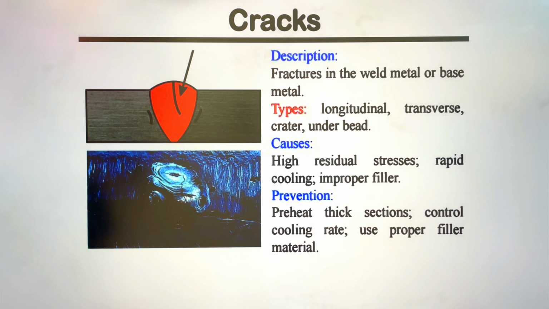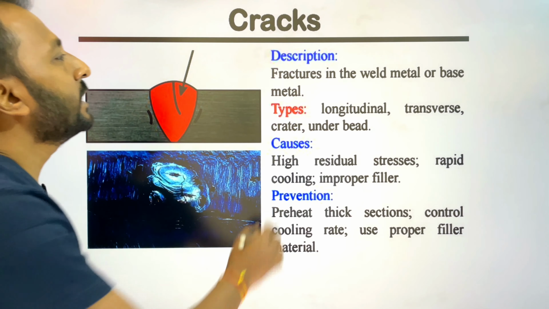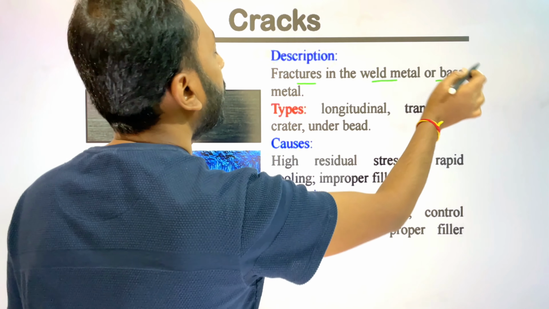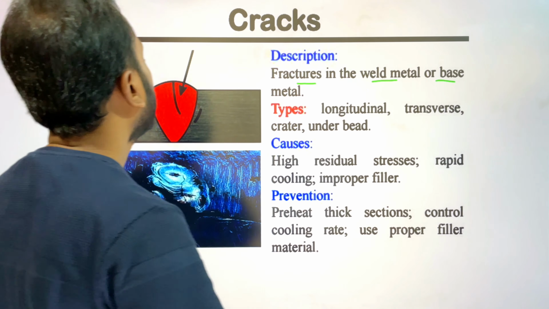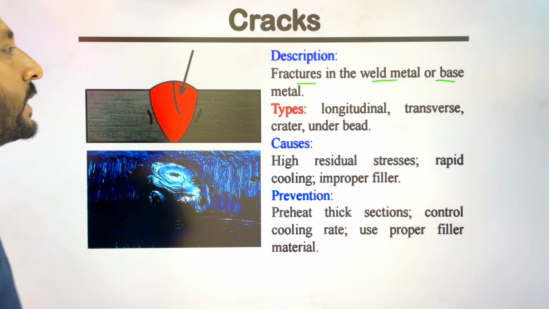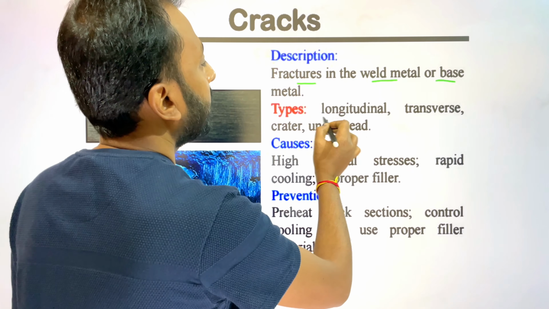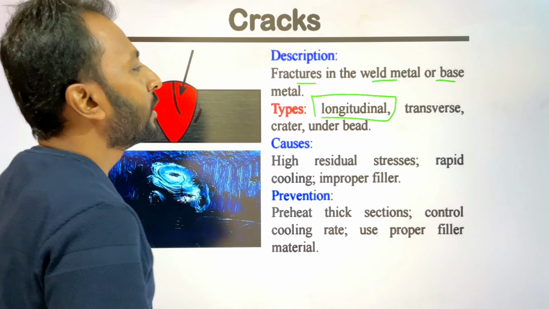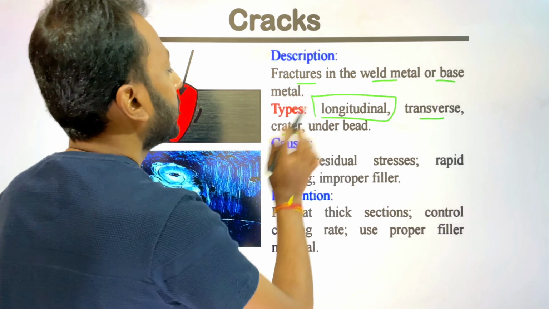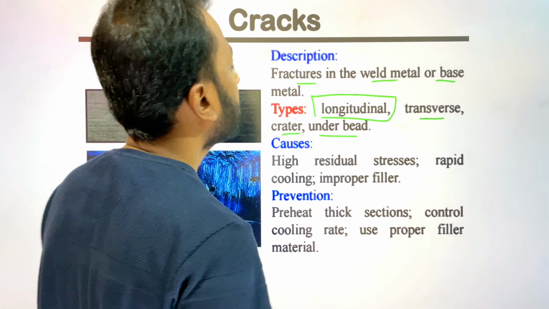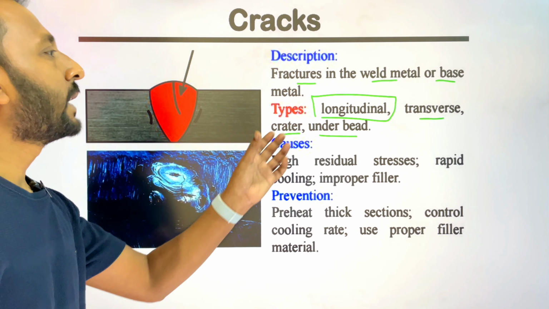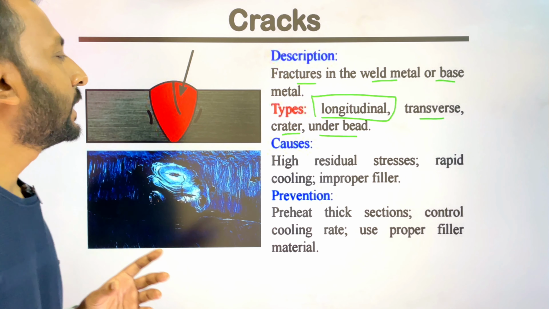The next is cracks. So what is a crack? Cracks are fractures in the weld metal or the base metal. This is the crack. Cracks come in different kinds: first the longitudinal, second the transverse, third the crater, and fourth the underbead. So these types of cracks can happen.